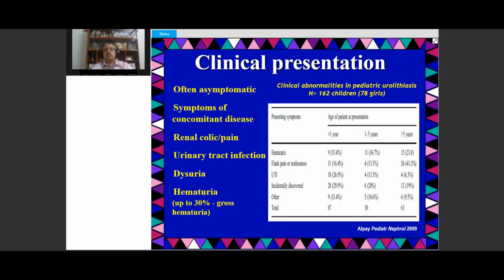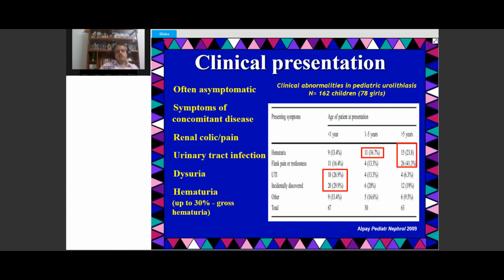Now, how do children present with stones? This is something again which is quite different from adults. As shown in this particular study, the presentation depends upon which age they are presenting. For example, an infant is more likely to present with either urinary tract infections or to be incidentally discovered. Hematuria is common in both the 1 to 5 years and more than 5 years groups, but the classical presentation of flank pain or restlessness is more common in children above 5 years. In fact, for very small children, infants and around infancy, it is often very difficult to diagnose stone, and there are reports of infants just touching their genitalia, and that may be an indication that there are some stones there.